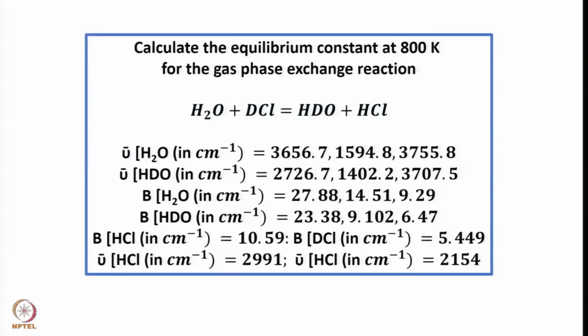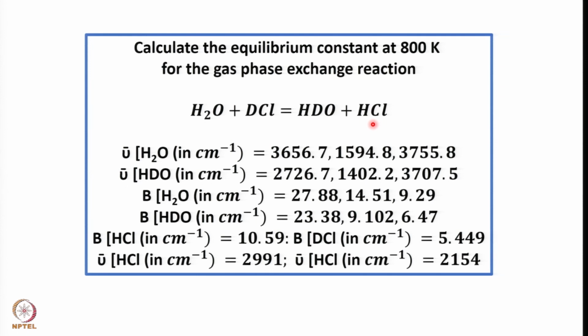But sometimes the situation can be complex. Your reaction can involve multi-atomic molecules. In that case, each molecule may have different kinds of modes of motion. For example, let us take the case of this gas phase exchange reaction. What we have here is water plus DCl forming HDO plus HCl. This is a simple gas phase exchange reaction.